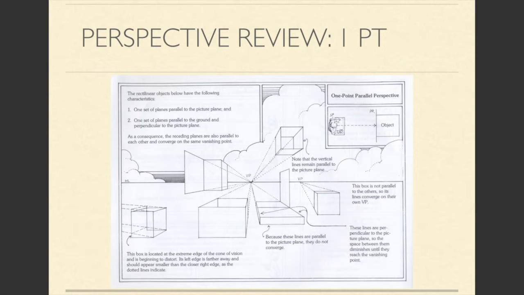Okay, so just as a quick review, we went over 1 point perspective, and that's where you're looking at the scene head on. Okay, so one side's facing you, as it is in this drawing. Okay, and then all the receding lines go to one vanishing point.